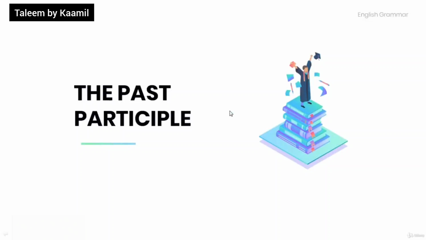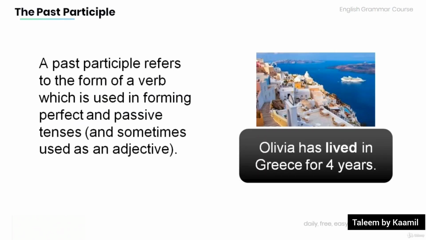Welcome to this tutorial. Today, we're going to talk about the past participle. Let's get started. A past participle refers to the form of a verb which is used in forming perfect and passive tenses and sometimes used as an adjective.